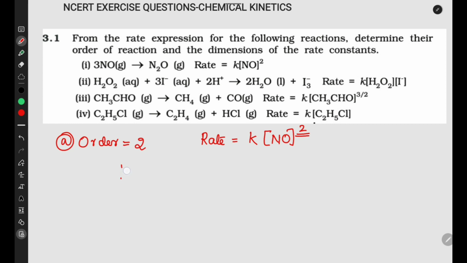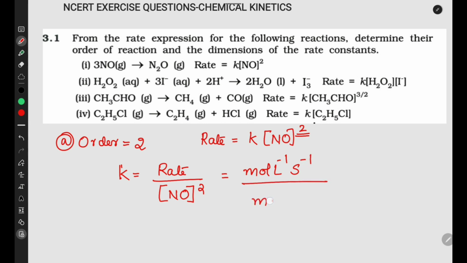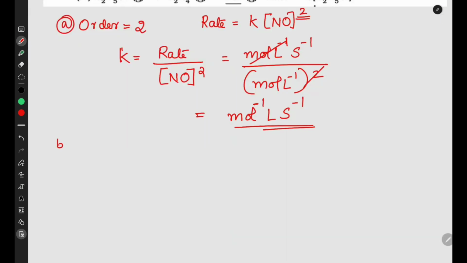Now let us find out the unit of K. K is equal to rate by concentration of NO raised to 2. Unit of rate is mole liter raised to minus 1, second raised to minus 1, and concentration unit is mole per liter raised to 2. So we can cancel 1 mole per liter. When we take this to the numerator, it will become mole raised to minus 1 liter second raised to minus 1.